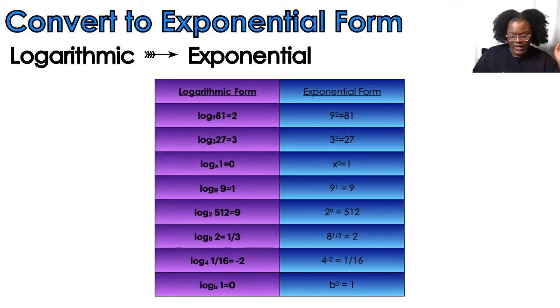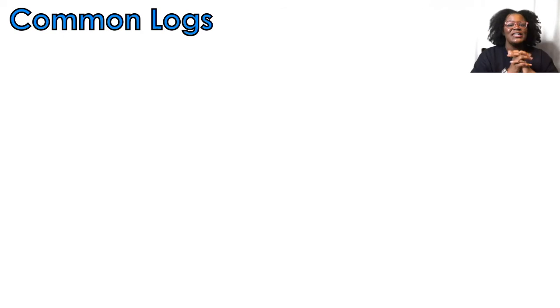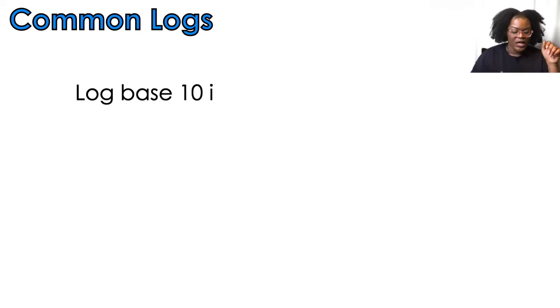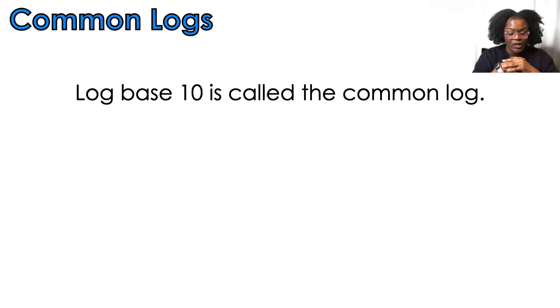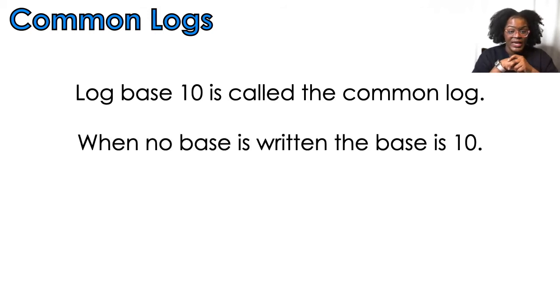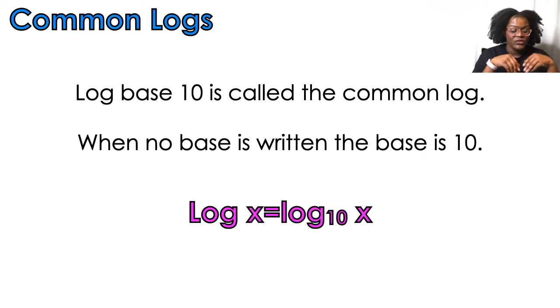Okay, first two skills out of the way. Fine. Common logs. Anytime you have a log base 10, it is called a common log. When no base is written, the base is 10. So if you have log x with no base written, that means log base 10. So if your answer is in base 10, you don't need to write the little tiny 10 at the bottom. We understand that's a base 10, okay? We call that the common log. We like to use base 10 as humans because we have 10 fingers. If we had 9 fingers, I bet all of our life would be in base 9. But that's a whole another story for another day.